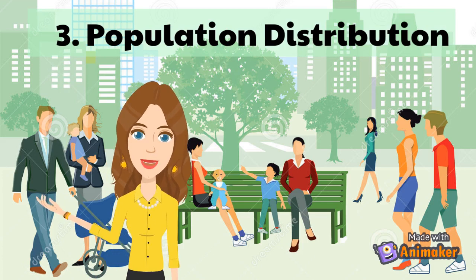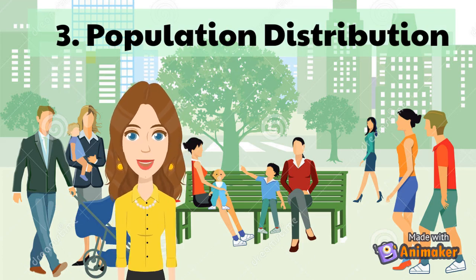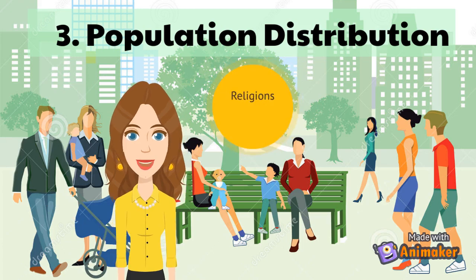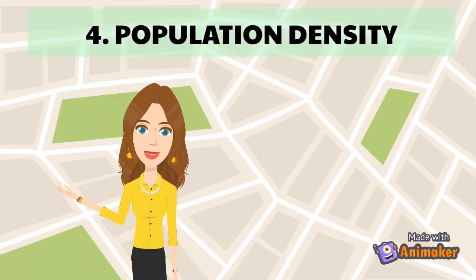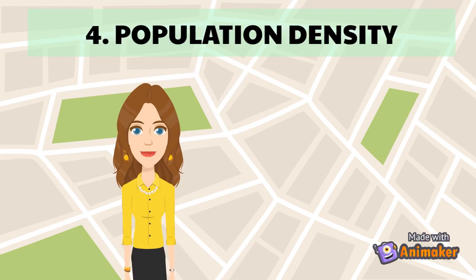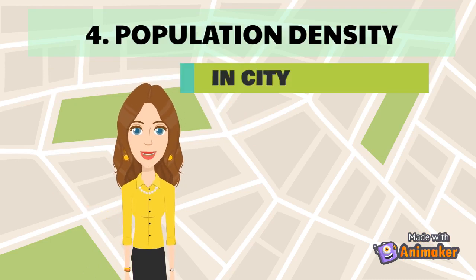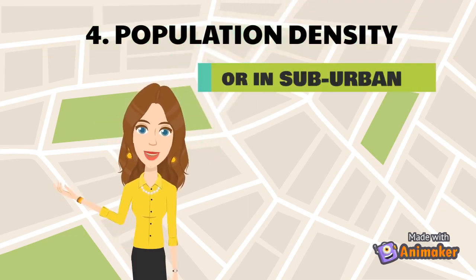Third in population is population distribution. Usually, in population distribution, marketers can consider ethnic groups or religions in the population. Fourth in population is population density. Population density is the number of people per unit area in a city or suburban area.